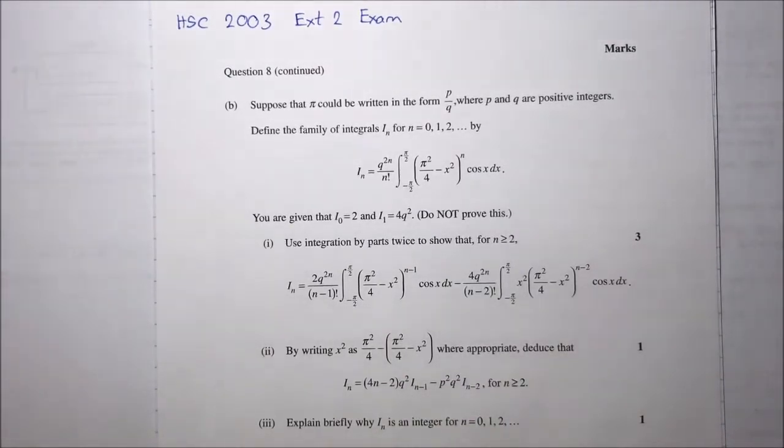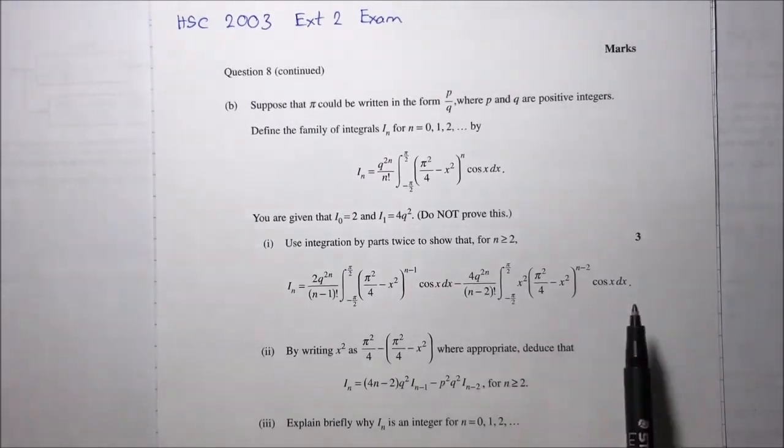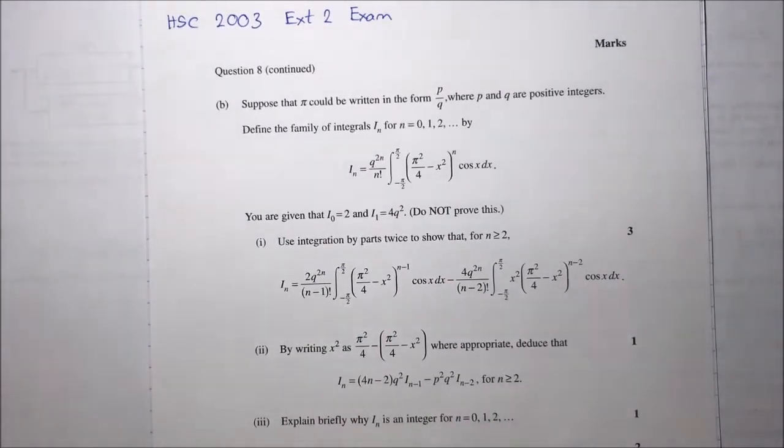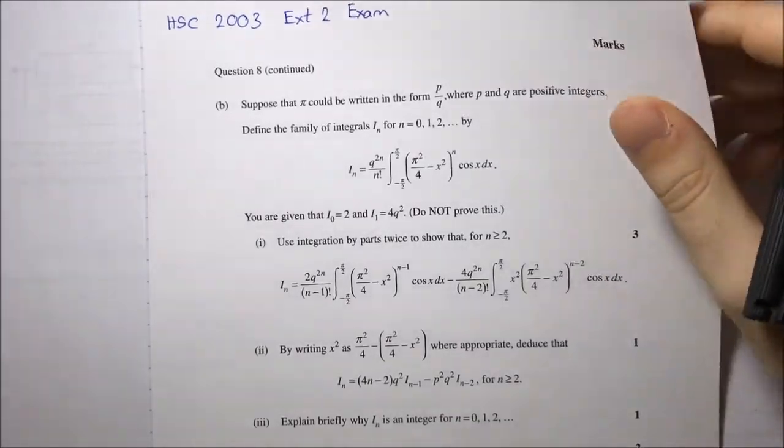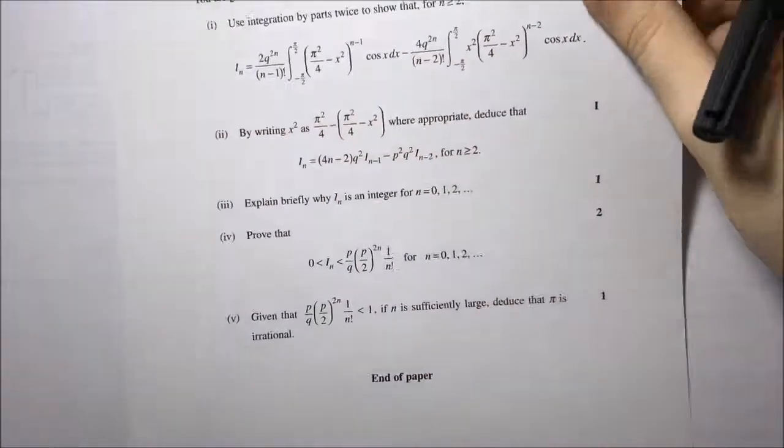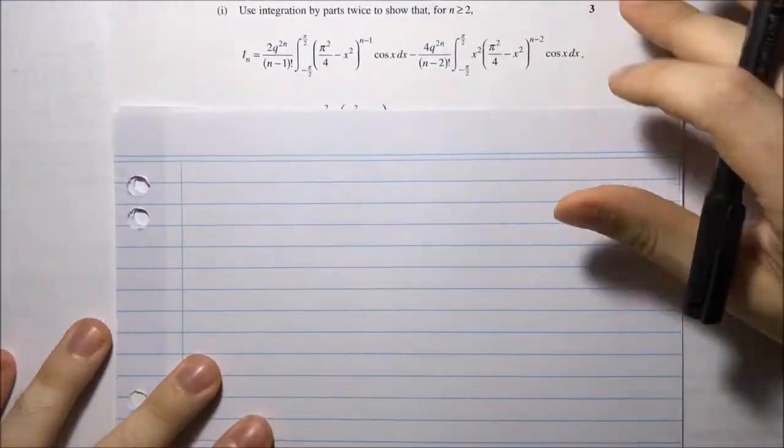Okay, part I. Use integration by parts twice to show that for n greater than or equal to 2, we have this fairly messy result. Okay, so let's have a look.